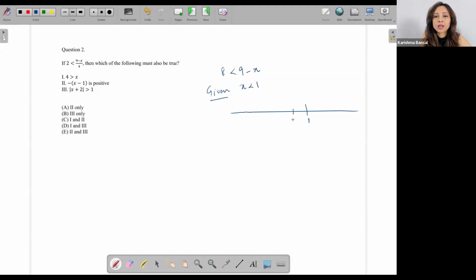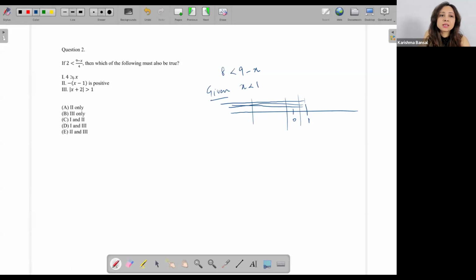So I have my 1 over here, I have my 0 over here. Always, for reference's sake, I'm just putting down 0. I know that my x is less than 1, so x takes all these values. x could be this, x could be just on the left of 1, x could be here, whatever. But all these values x takes. This is given to me, that x is less than 1. All right, which of the following must also be true?